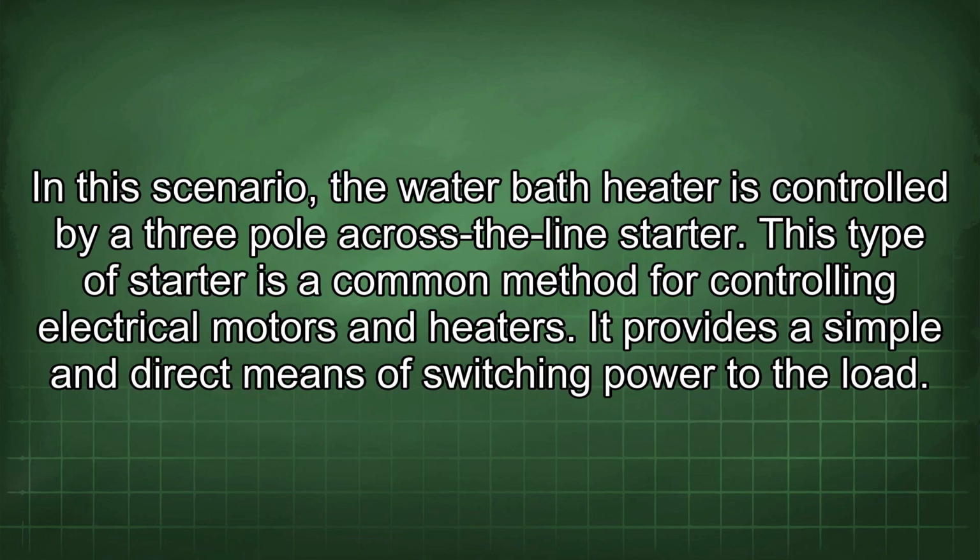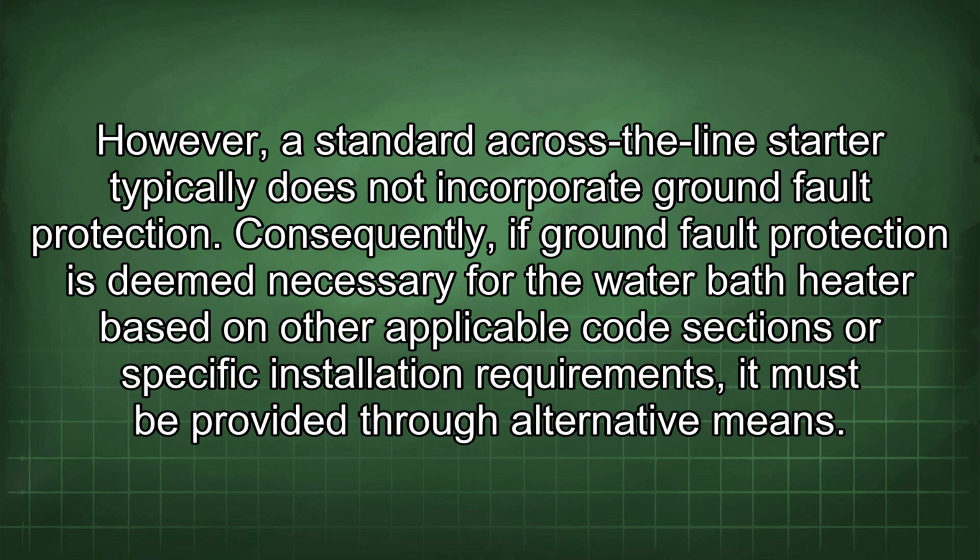In this scenario, the water bath heater is controlled by a 3-pole across-the-line starter. This type of starter is a common method for controlling electrical motors and heaters. It provides a simple and direct means of switching power to the load. However, a standard across-the-line starter typically does not incorporate ground fault protection. Consequently, if ground fault protection is deemed necessary for the water bath heater based on other applicable code sections or specific installation requirements, it must be provided through alternative means.